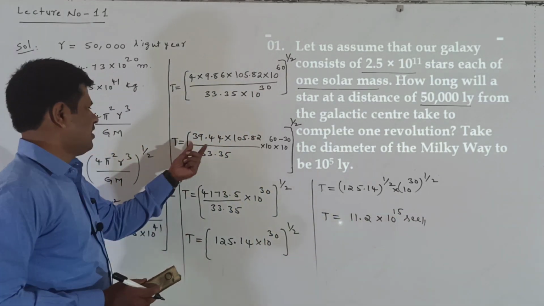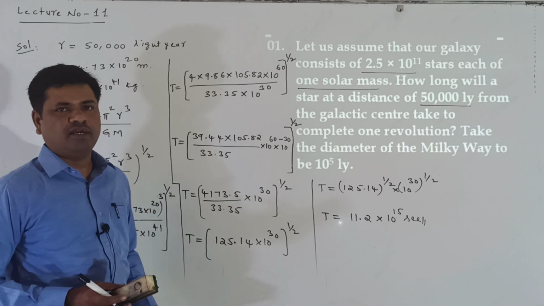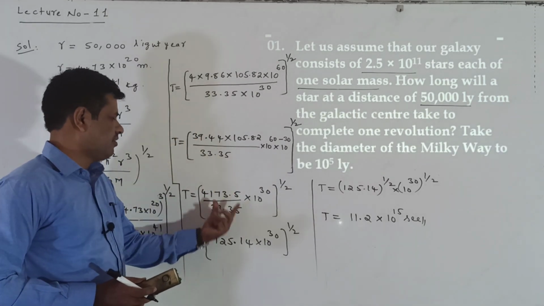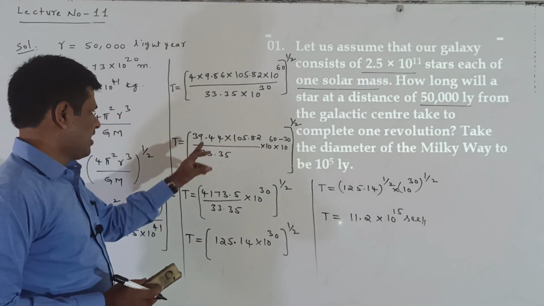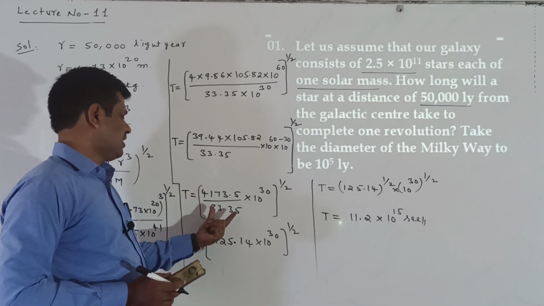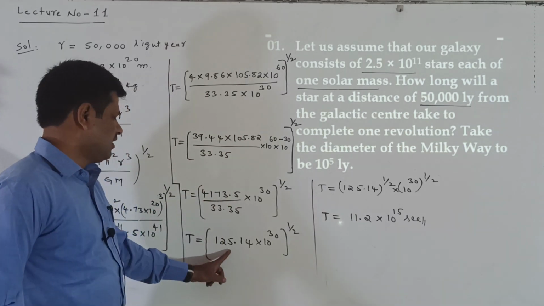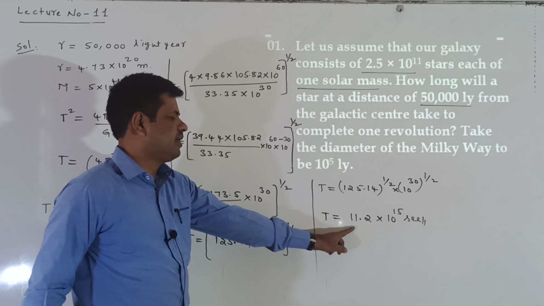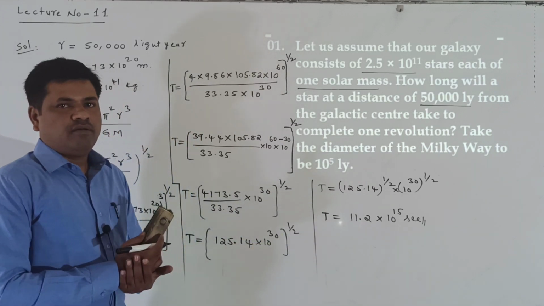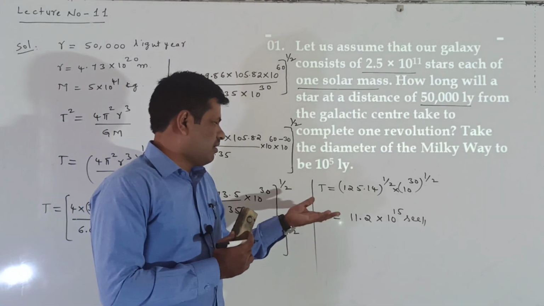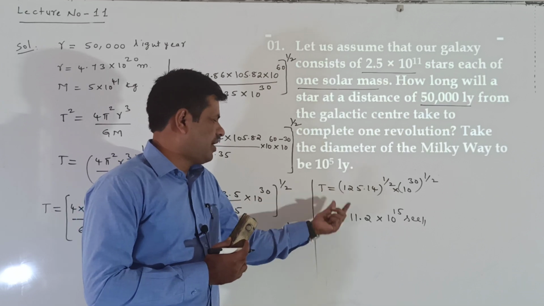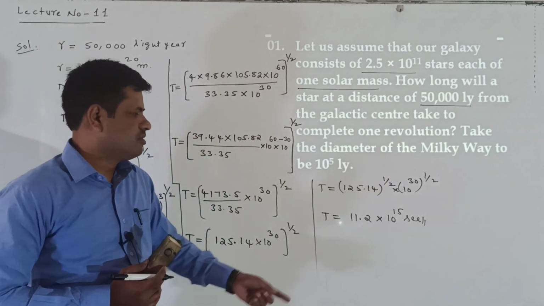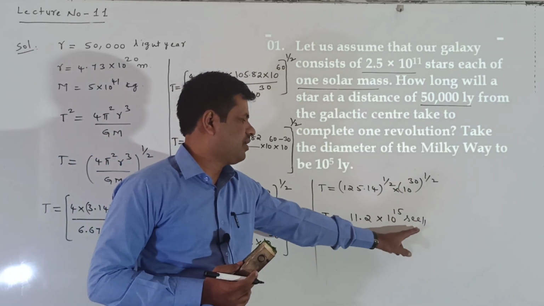Whatever multiplications and divisions are there, you can do them yourself. I am just writing the values directly; you can do the other calculations. This 125.14, near about, we are getting 11.2. Here the square root of 144 is 12, and the square root of 125 is 11 point something. So 11.2 into 10 power of 15 seconds.